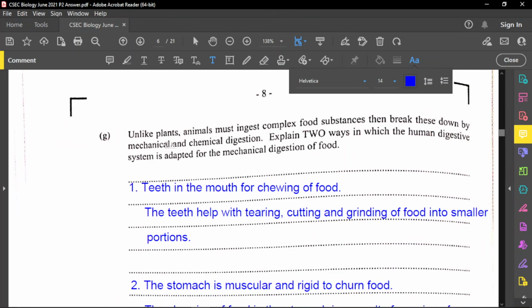And this part states that unlike plants, animals must ingest complex food substances, then break these down by mechanical and chemical digestion. It explains two ways in which the human digestive system is adapted for mechanical digestion of food. One is that teeth are present in the mouth for chewing. The teeth help with tearing, cutting, and grinding of food into smaller portions.